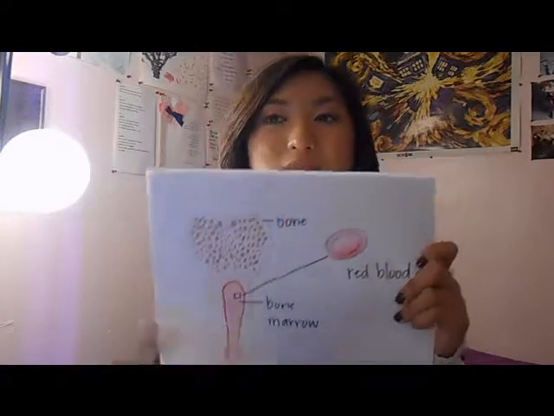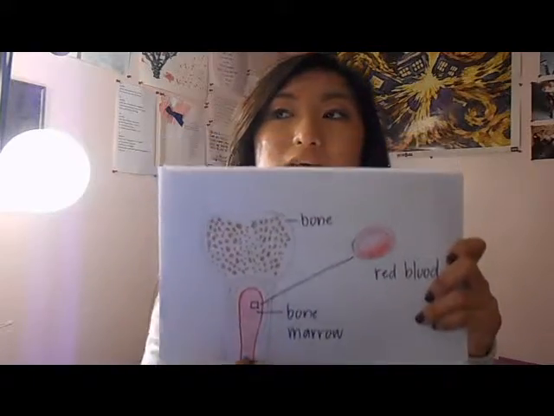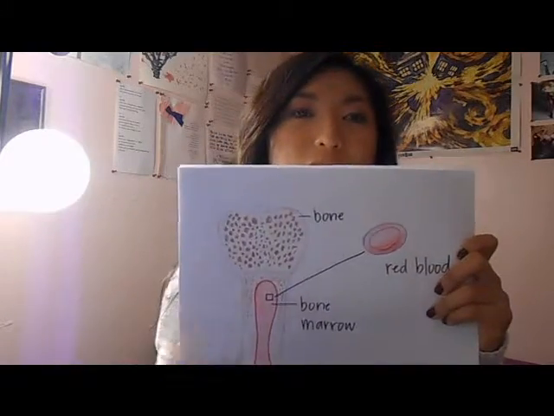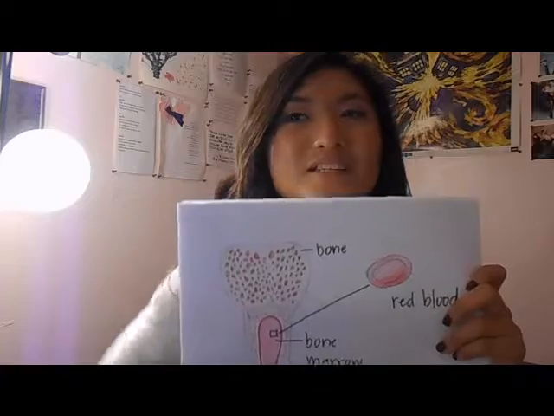Here's a picture of a healthy red blood cell being made in the femur, which is one of your arm bones. It's a funny bone. It's this one. I think it's this one. Femur, funny bone, yes? I don't know.